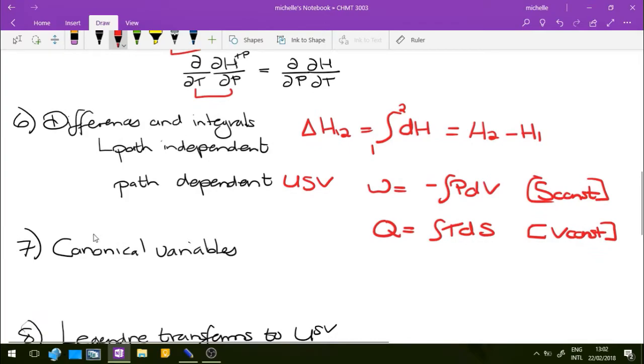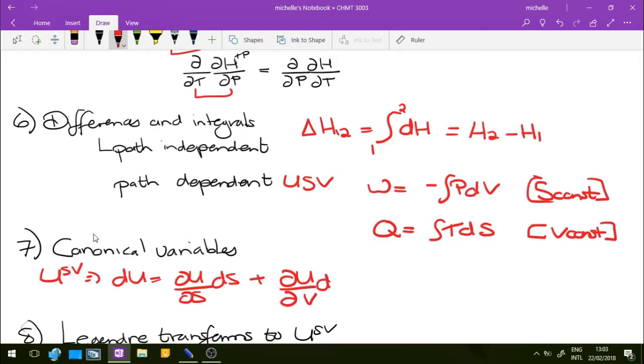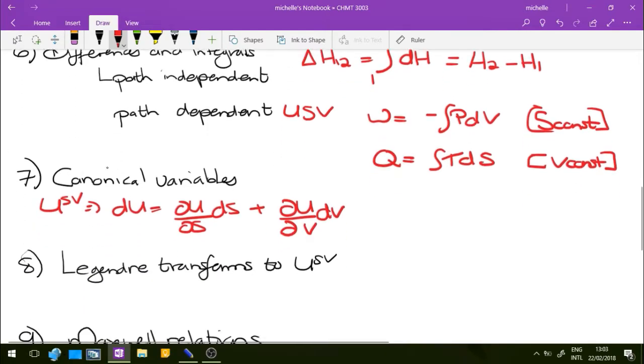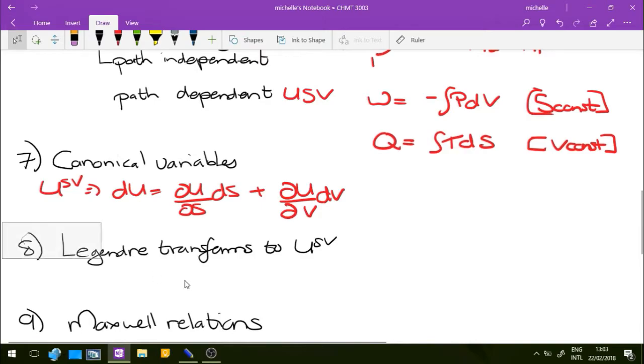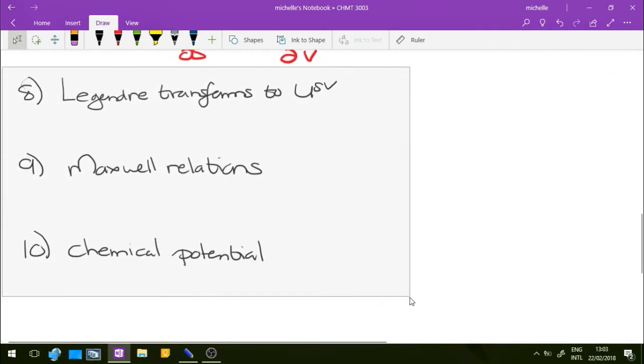And where this comes from is basically from canonical variables. When we learned the canonical variables, we could write initially with our base function where u is a function of s and v, we could also write du is equal to the partial du by ds plus the partial du by dv. And let me just move this down.